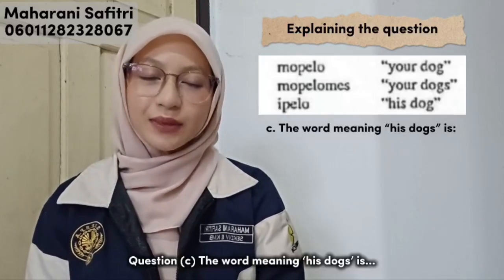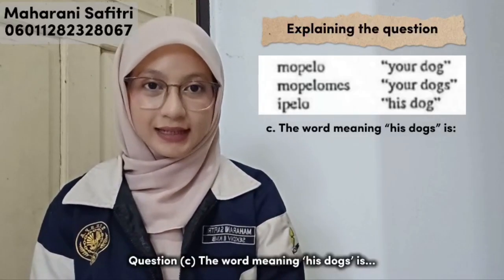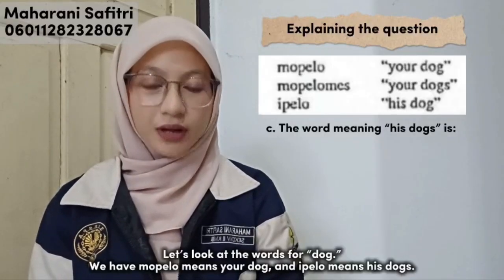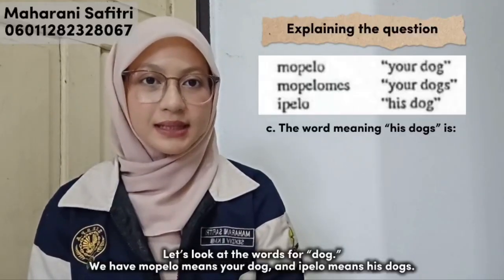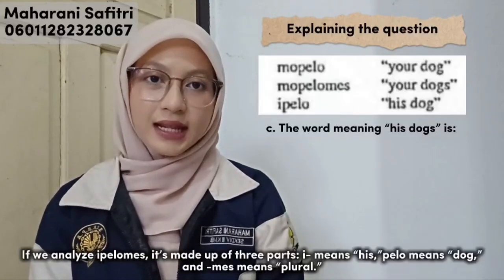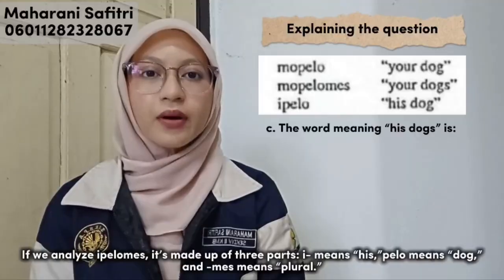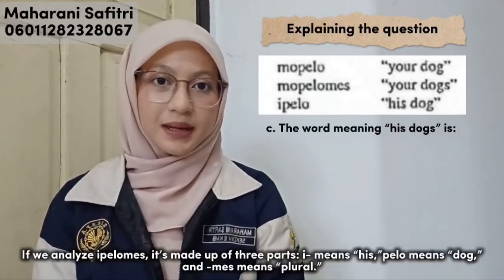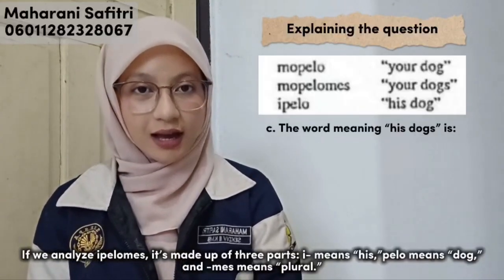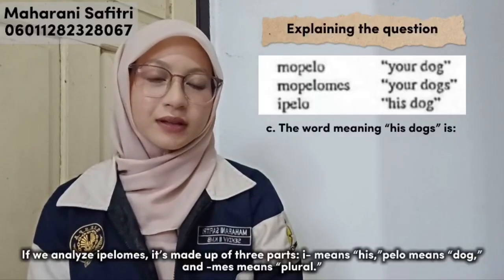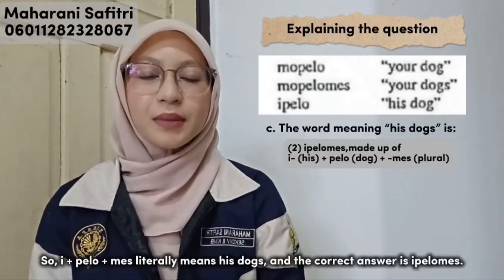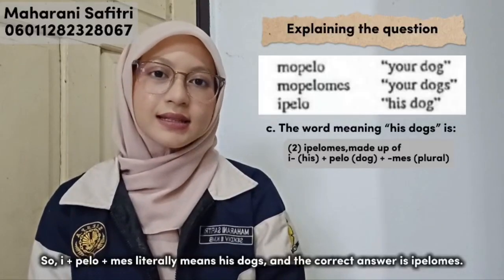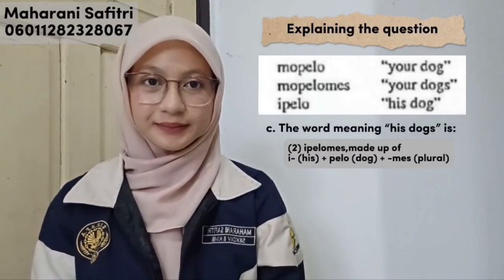Question C. The word meaning his dog is, let's look at the word for dog. We have mopelo means your dog, and epalomas means his dog. If we analyze epalomas, it's made up of three parts. E means his, palo means dog, and mas means plural. So, e plus palo plus mas literally means his dog, and the correct answer is epalomas.